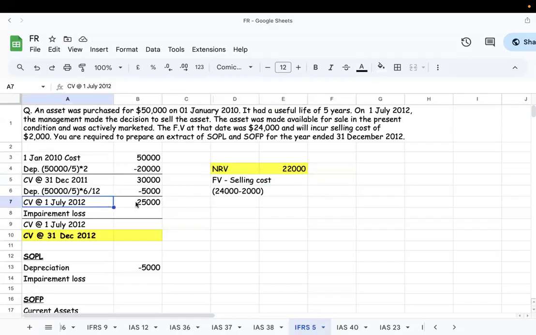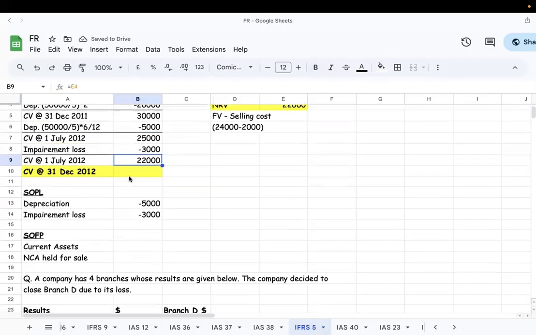Now we compare the carrying value and the NRV. What is the carrying value? 25,000. And what does the standard say? You should take the lower of NRV or carrying value. Out of these two, which one is lower? NRV. So the value becomes the NRV. In that case, there is a difference: we had a loss. That is called impairment loss. So 3,000 is the impairment loss. And at the end of the year, the fair value becomes the NRV as well.